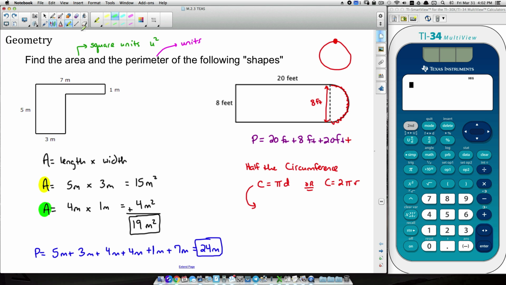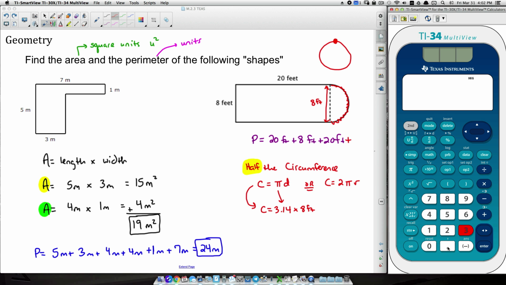But bear in mind, we've got to find half the circumference. So the circumference of a circle is pi d. So circumference equals, and I'm just going to use 3.14 because your calculator does not have a pi key on the ATI TEAS test. So 3.14 is what we commonly use for pi, and then we multiply it by the diameter, which is that 8 feet. Let's come over here to the calculator, 3.14 times 8, and we get 25.12.